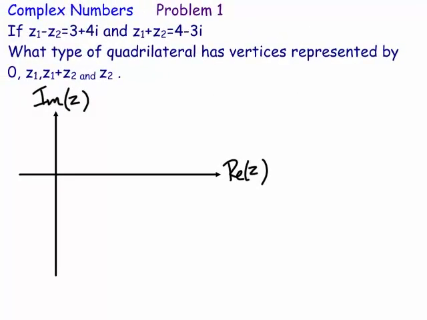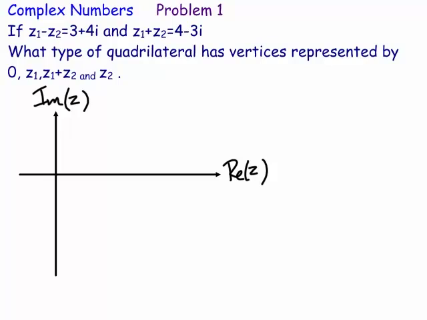Today we are looking at a complex number problem. We are told that z1 minus z2 equals 3 plus 4i and z1 plus z2 is equal to 4 minus 3i, and we were asked to work out what sort of quadrilateral the vertices 0, z1, z1 plus z2 and z2 form. Now I think the first thing we'd put in, let's put in 4 minus 3i.